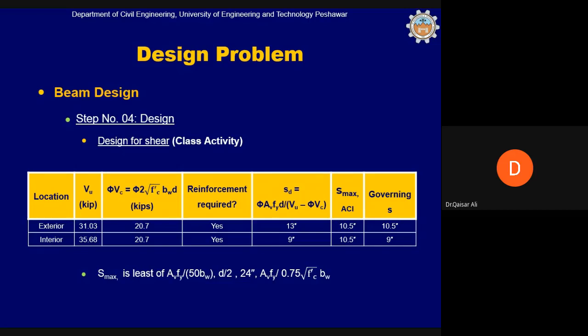Spacing required at the exterior end of the beam is 13 inch and at the interior end is 9 inch. And maximum, according to these 4 equations, 1, 2, 3, and 4, these are 4 options. The least of these will be taken as the maximum spacing according to the ACI code, 10.5 and 10.5. Since 13 inch is more than 10.5 inch, 10.5 inch will be selected, but 10.5 inch is more than 9 inch, so 9 inch will be selected in this case.